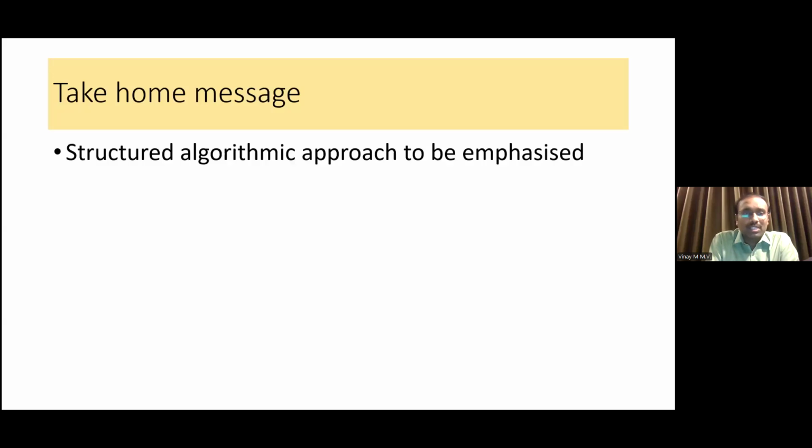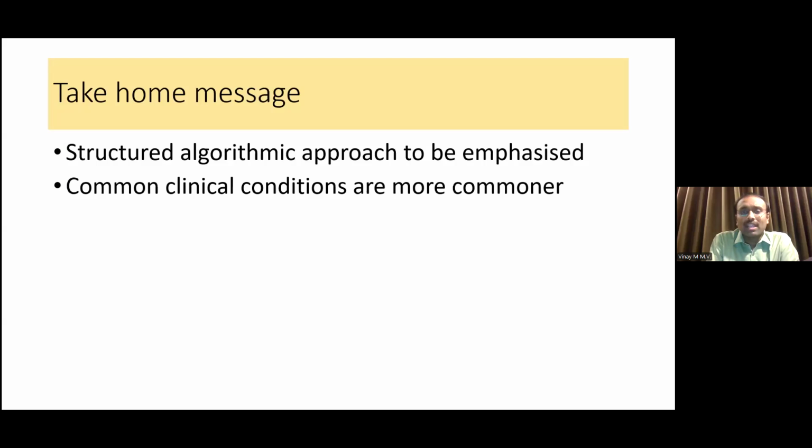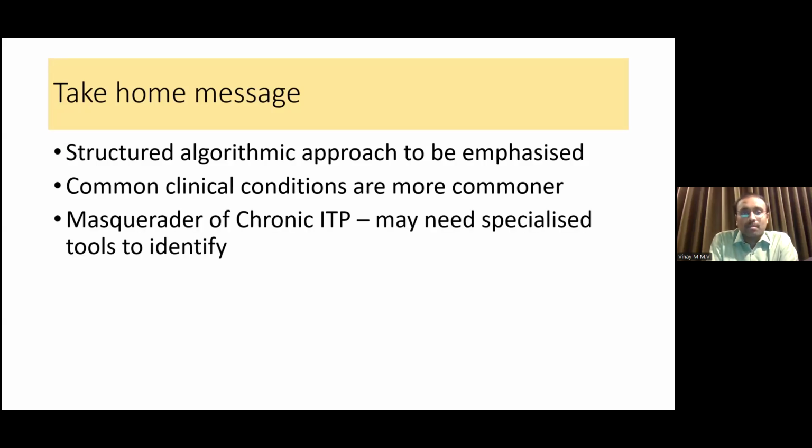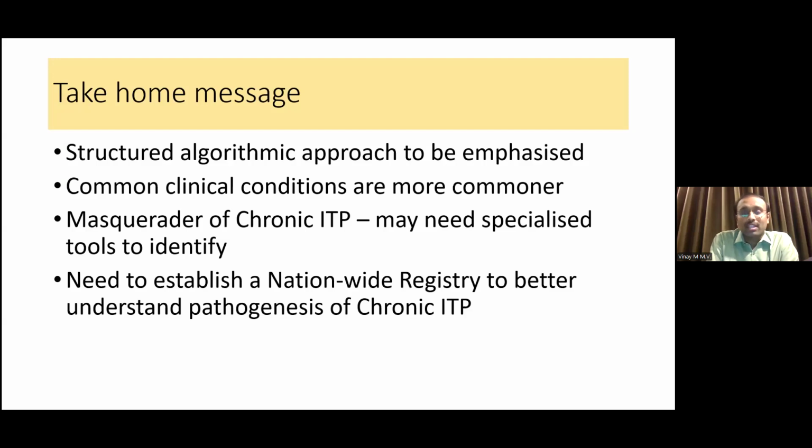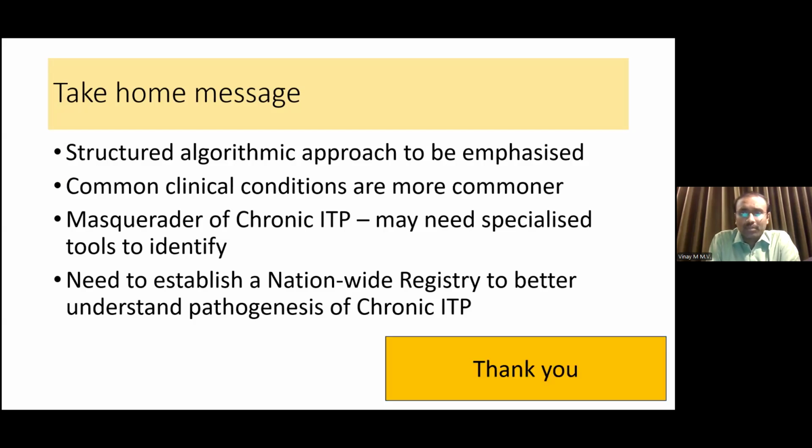So what are the take-home messages? A structured algorithmic approach is to be emphasized. Common clinical conditions are more common. Masqueraders of chronic ITP may need specialized tools to identify. There is a need to establish a nationwide registry to understand the pathogenesis of chronic ITP which is not responding to the usual lines of treatment. And I think the INFOX studies are underway for looking at genetics in a few of the chronic non-responding ITPs. Thank you.